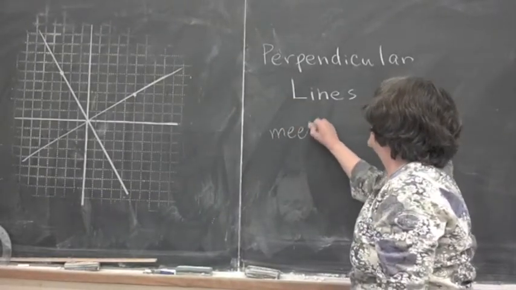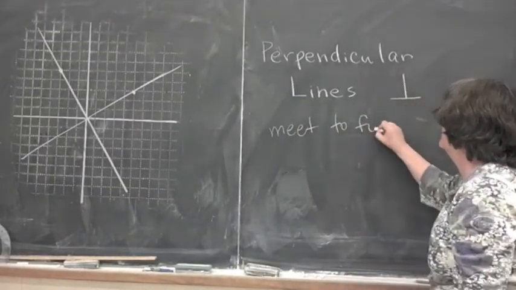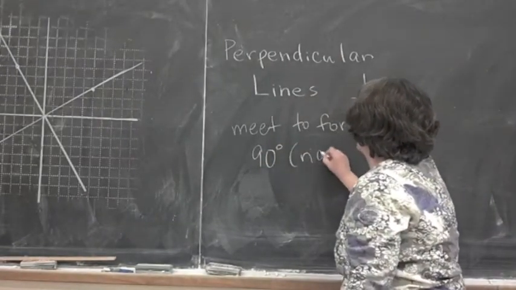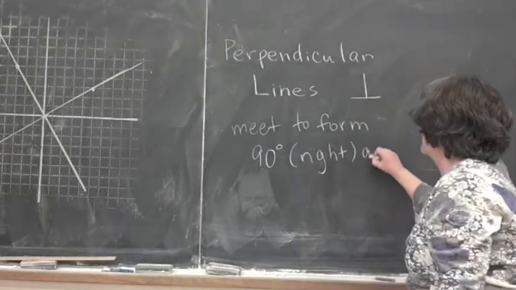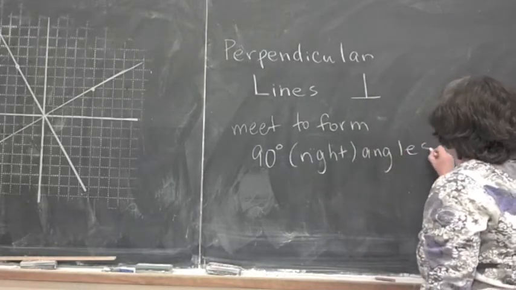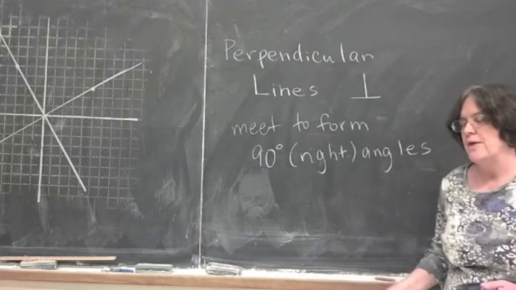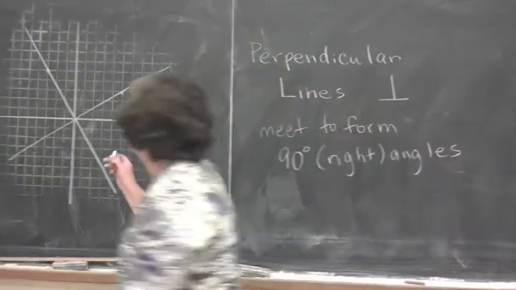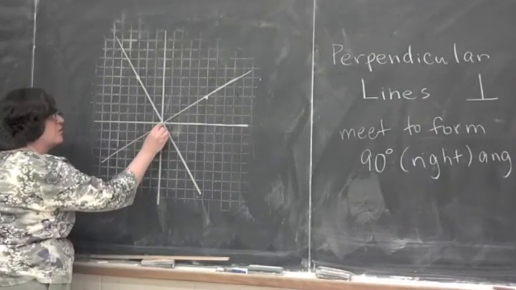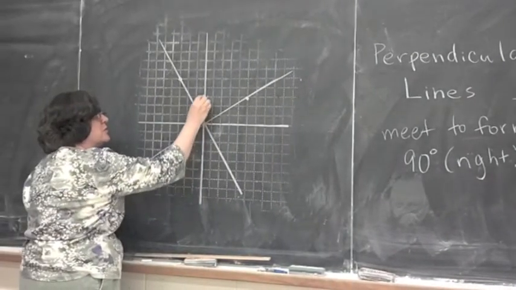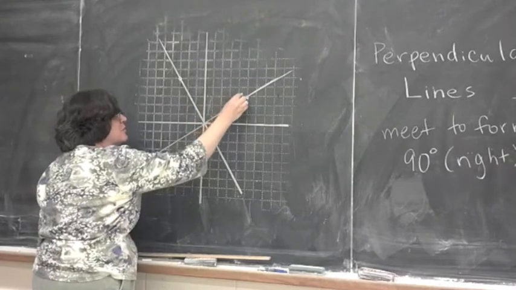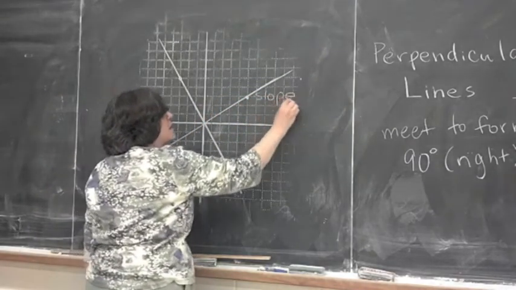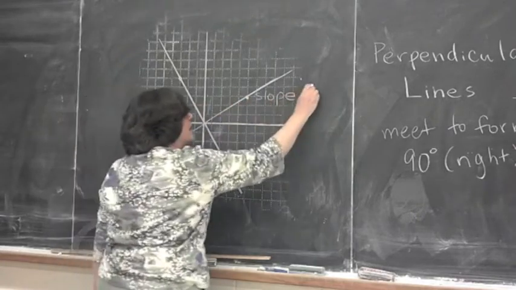So they meet to form 90-degree right angles. Perpendicular lines, like all the other lines out there on a graph, have slope. The ones I drew, let's see what the slope is. Our rise is 1, 2, 3, and our run is 1, 2, 3, 4, 5. So the slope of that line is up 3 over 5.